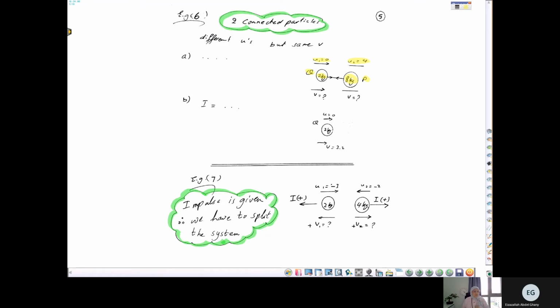Okay, so now you have to find the common speed of the particles after the string goes taut. Take care of this sentence. They have different U's, but they have the same V.